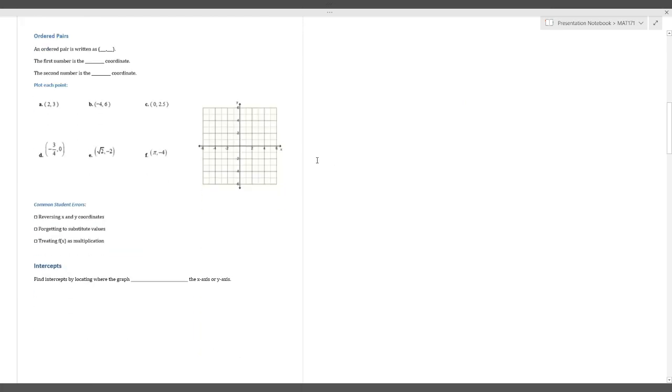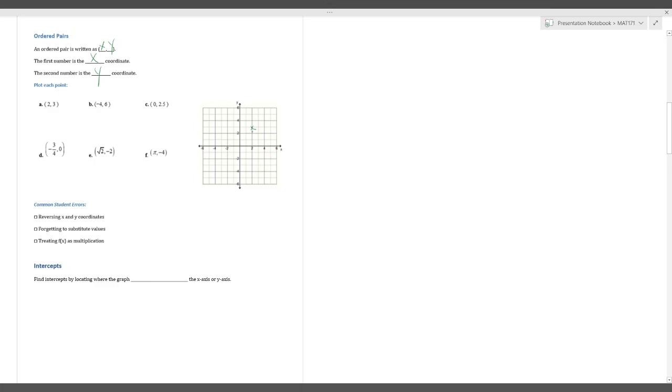Ordered pairs should be a little bit of a review for you. Ordered pairs can be written as (x, y). The first number is our x coordinate, and the second is our y coordinate. So when we're plotting the points, the point (2, 3), we are going to start at the origin and go 2 spaces to the right and then 3 spaces up. And this right here is the point (2, 3).